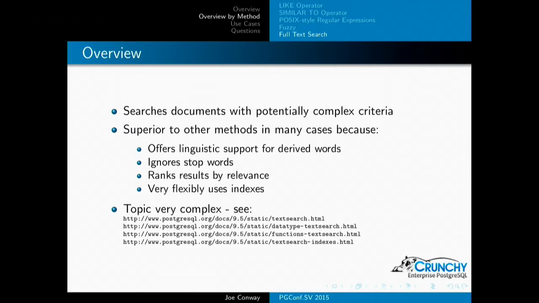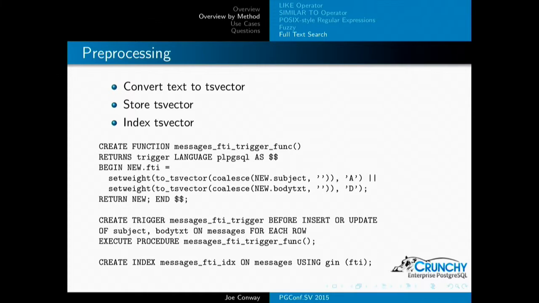But as I said, this is a very complex topic. I've given you some links here to some of the main pages in the Postgres documentation. You could spend quite a bit of time just reading through that and understanding it. Usually when you're using full text search, you're going to want to pre-process your strings and produce this tsvector data type so that you can query against it, because that pre-processing is expensive.